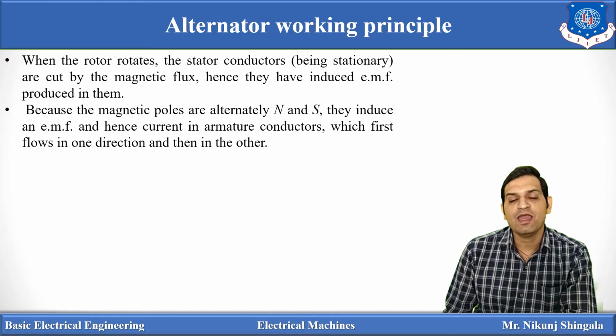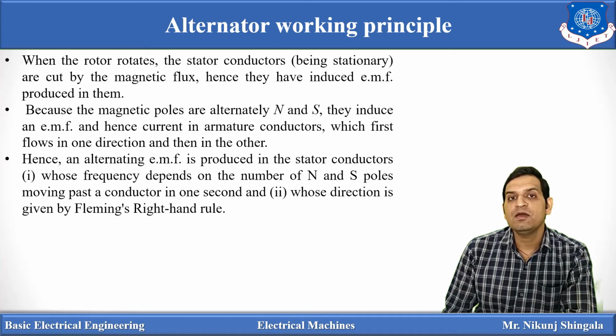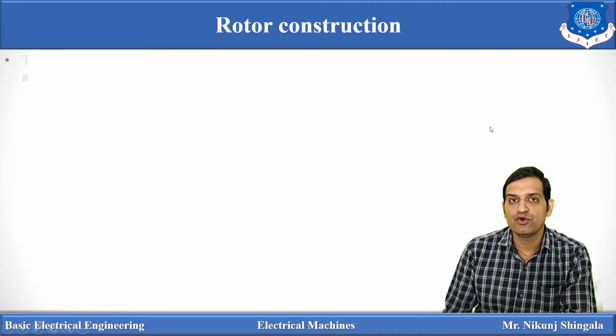It will pass the air gap and cut the stationary armature conductor. So according to Faraday's law of electromagnetic induction, EMF is induced in the armature conductor. The induced EMF will be alternating because there are alternating N and S poles, and that EMF is taken out and given to the external load. So alternating EMF is produced, as I told you, in the stator conductor, whose frequency depends on the number of N and S poles moving past a conductor in 1 second, and whose direction is given by Fleming's right hand rule.